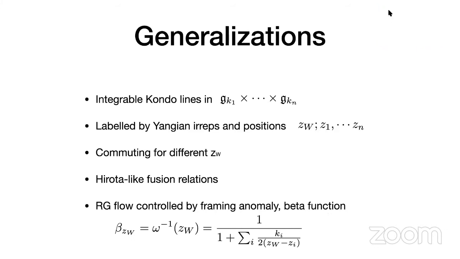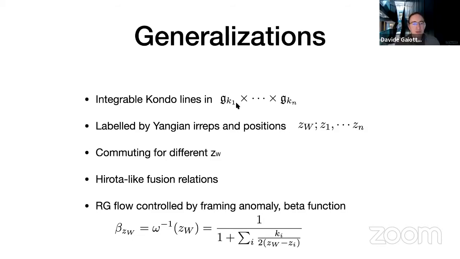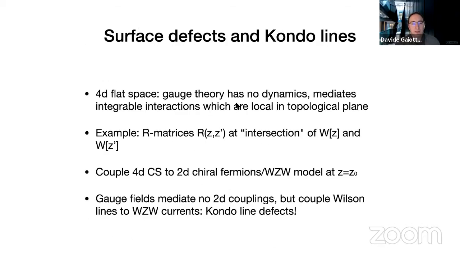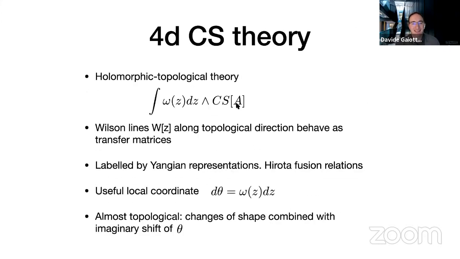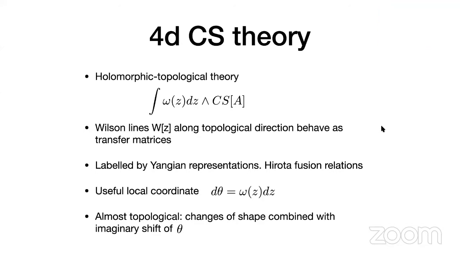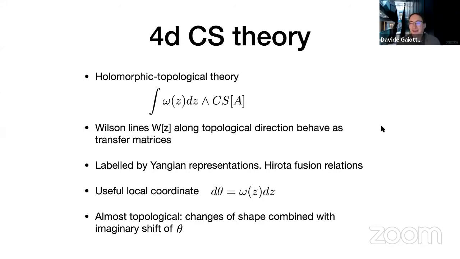And how literally were you talking about a framing anomaly? Can you help us understand that a little bit? So in the four-dimensional Chern-Simons theory, there is a framing anomaly. Yes, that one I know about. Yes, that's right, the one everybody knows. If you rescale the topological direction, you need to pay the price of a translation in the holomorphic direction.